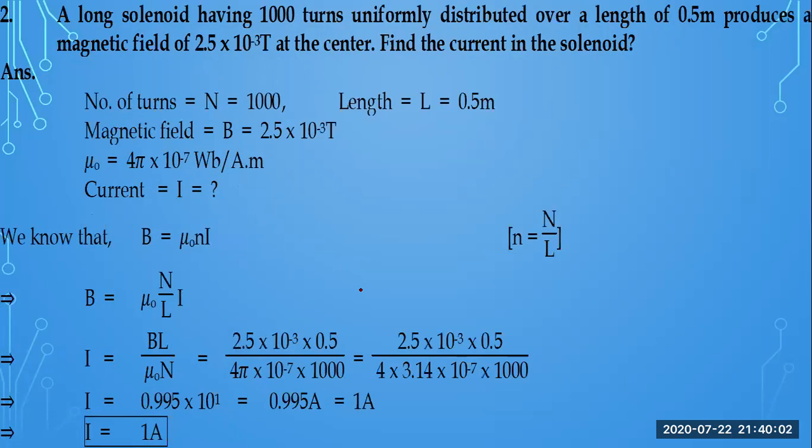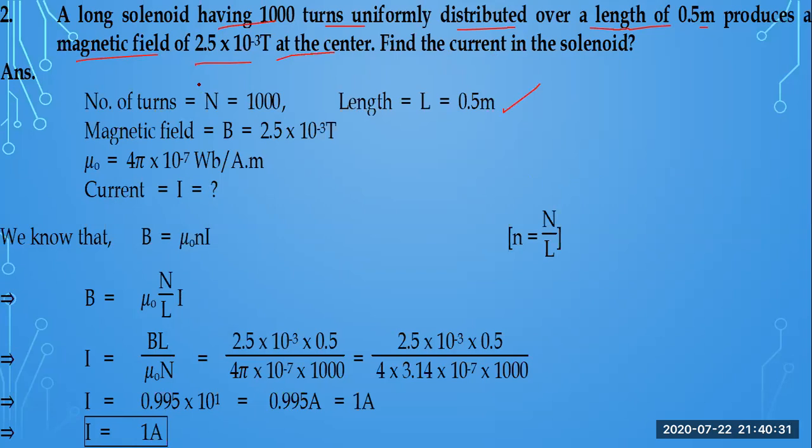So here is the next problem, on the solenoid. A solenoid having 1000 turns uniformly distributed over a length of 0.5 meter produces a magnetic field of 2.5 multiplied by 10 to the power minus 3 Tesla at the center. Find the current in the solenoid. You are asked to calculate the current in the solenoid.